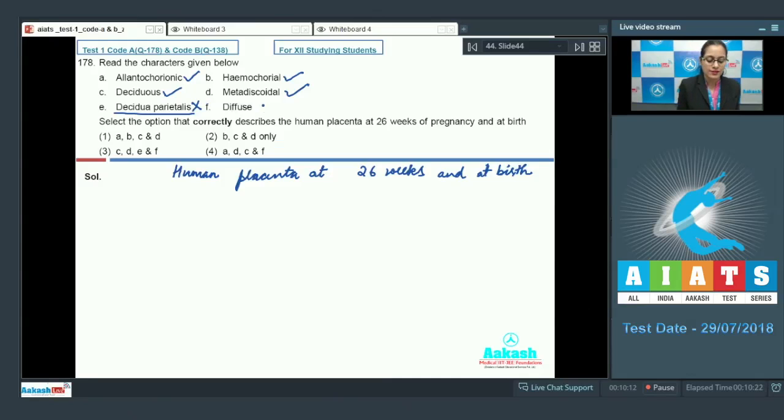And the last type is diffuse. So we know that initially the human placenta is of diffuse type, but later on it will become discoidal. So the correct answer is option number 1. That is A, B, C and D are the correct options. Option number 1 is a correct answer. Let's move on to the next question.